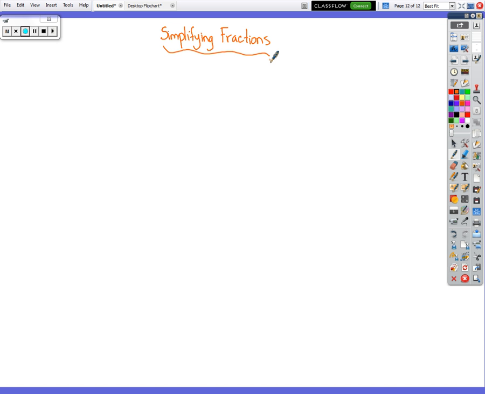So for the rest of fractions, we're really going to be concentrating on you being able to recognize if a number is in simplest form and putting it into simplest form. So in your math journal, title this page Simplifying Fractions, and that is putting fractions into the lowest possible form. So they can't go any smaller.